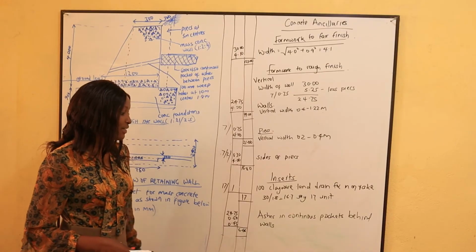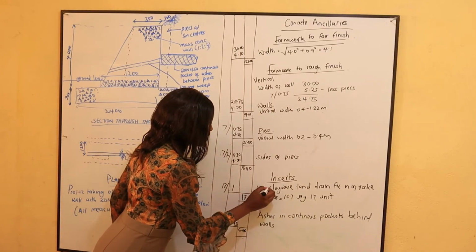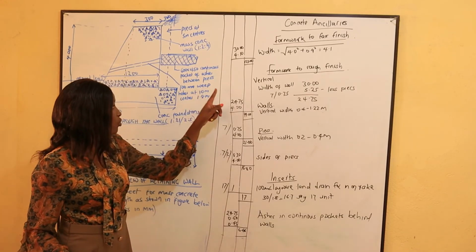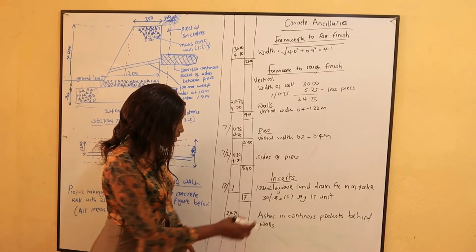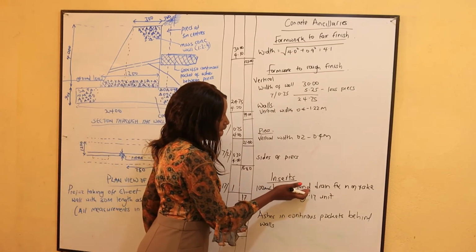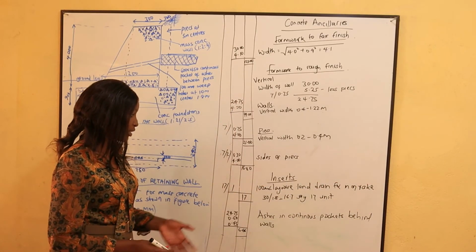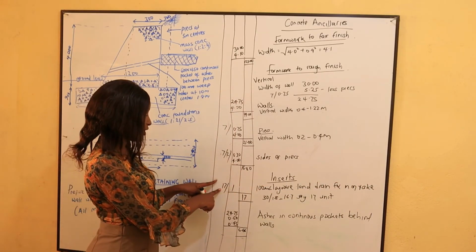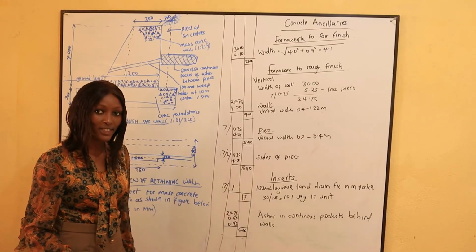So it is 17. In the description, that's where we write 100 millimeters. You can just write 100 millimeters weep holes, drain pipes. Clayware, okay. The clayware is the material. 100 millimeters clayware land drain fixed on the rake. Okay. We have 17 of them each. So it's a total of 17.